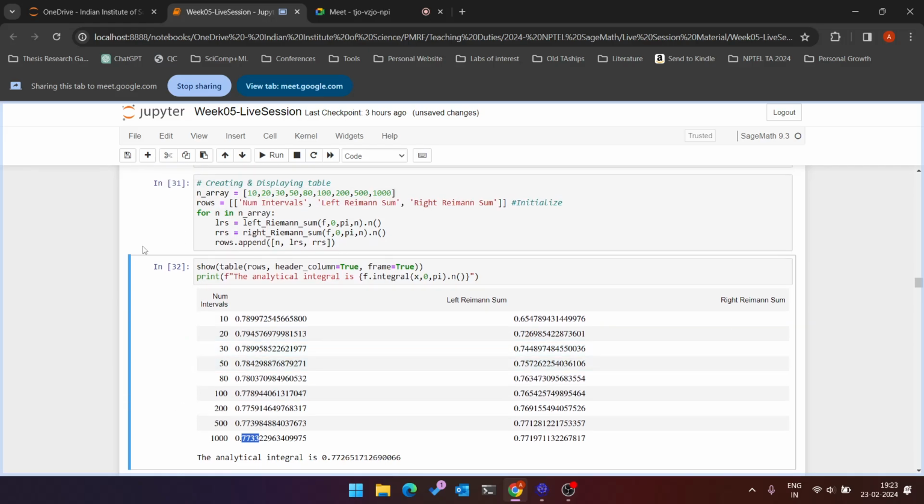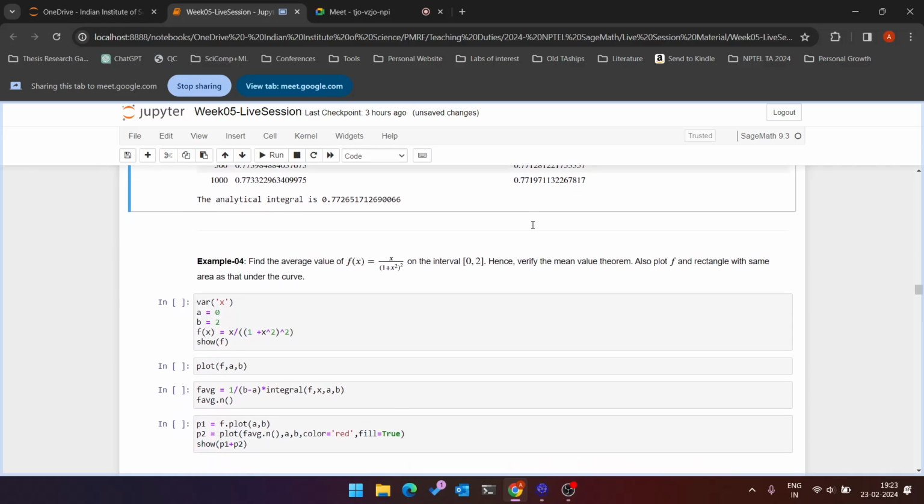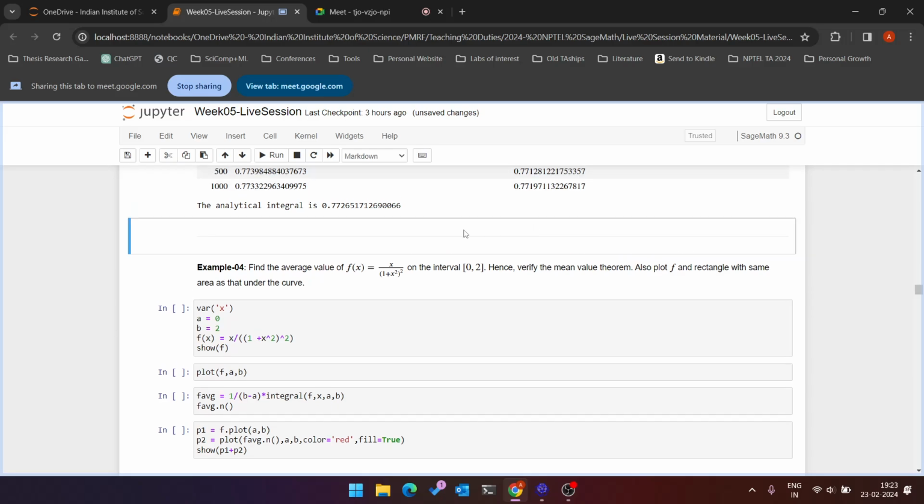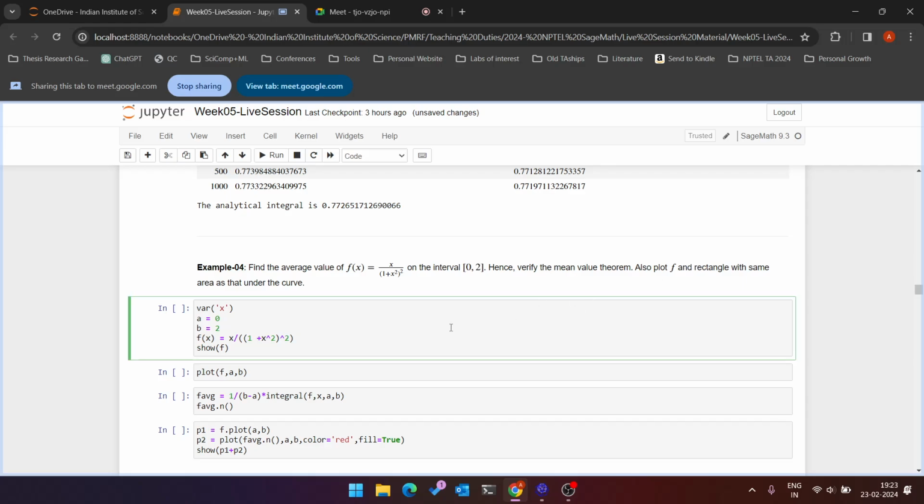So a straightforward example of left and right Riemann sum. The next example that we have is we want to calculate the average value of a function, which is x over (1 plus x square) whole square, on a given interval. The interval is between 0 and 2. From this, we wish to verify the mean value theorem and also plot f of x and compare f of x with the mean value.